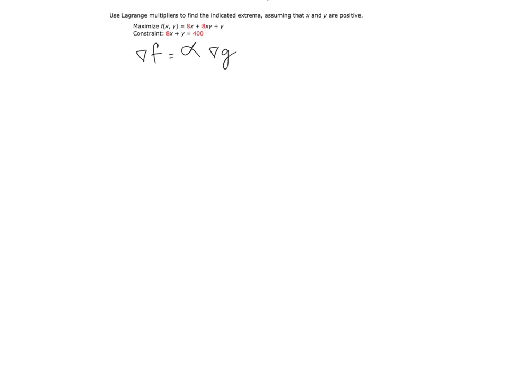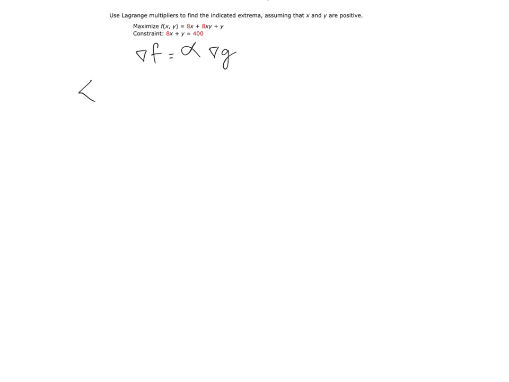Alright, so for this equation, it asks you to use the Lagrange multipliers to find the extrema with the given maximize function and the constraint function. So first, you're going to have to find the gradient for the maximized function, and then find the gradient for the constraint function.